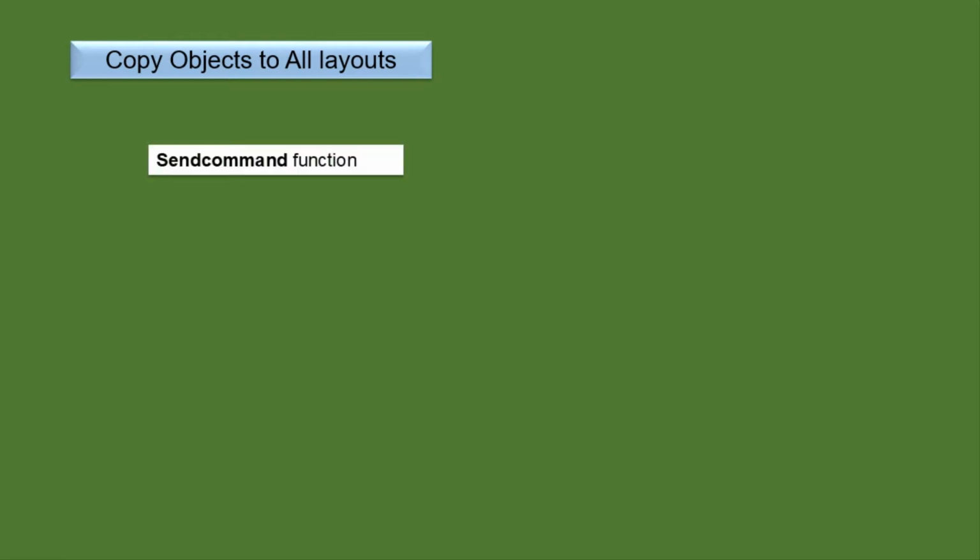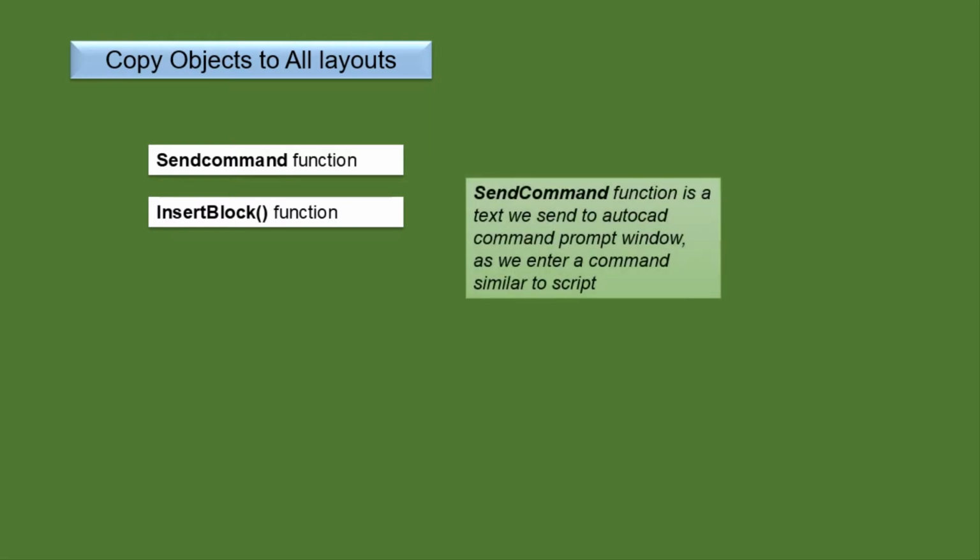One is the send command function and the other is the insert block function. The send command function is the same as a script where we enter command text into the command prompt. When we are creating a block, we use the block command and then enter the name and then the base point, then select the objects on the screen.